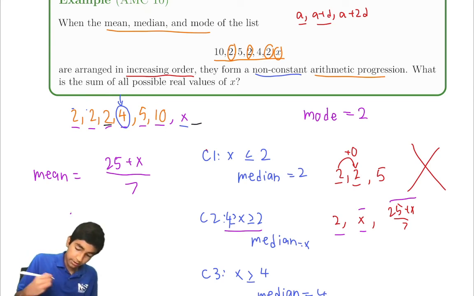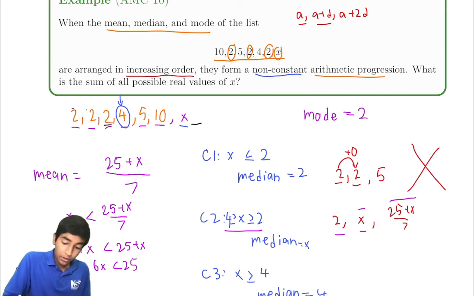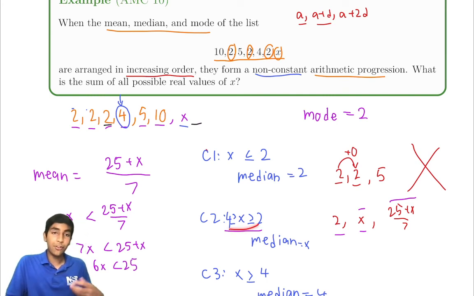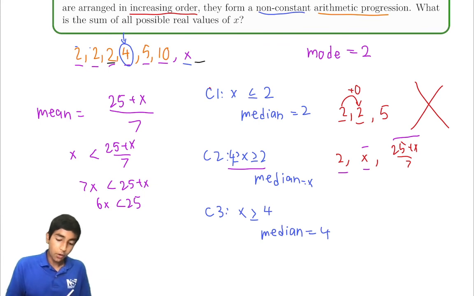Well, the key thing to notice here is that x is less than (25 plus x)/7. The reason being, let's say we multiply by 7 to both sides. We get 7x is less than 25 plus x, or 6x is less than 25. But this is always true as long as x is less than or equal to 4, because 6x will never be 25 when x is less than or equal to 4. So therefore, in this case, we had to have (25 plus x)/7 be the largest term.